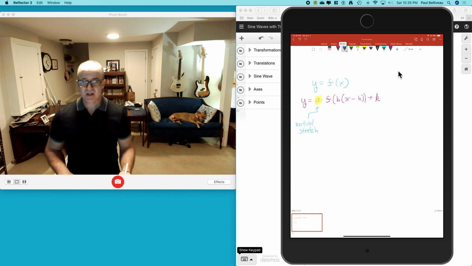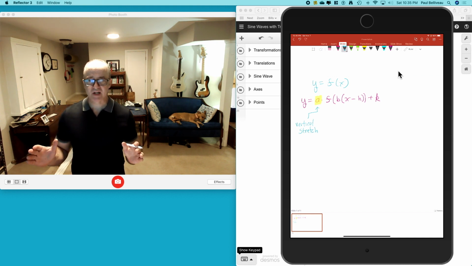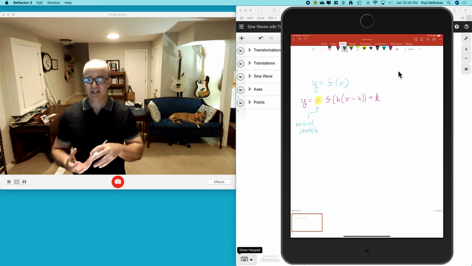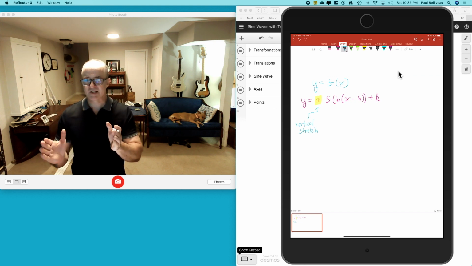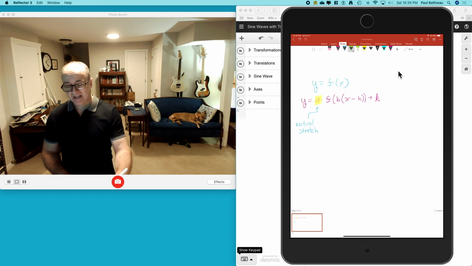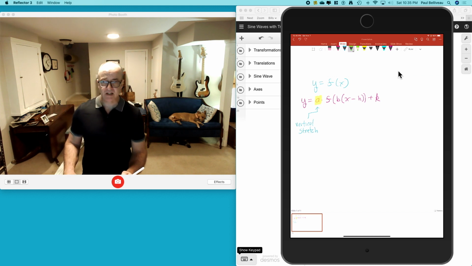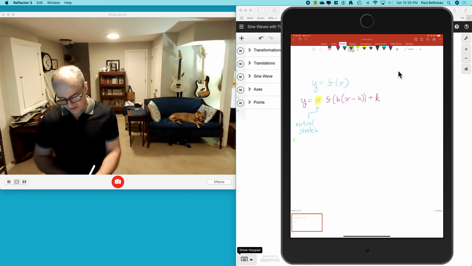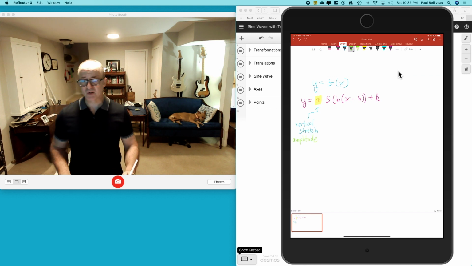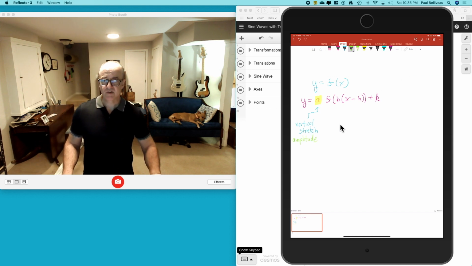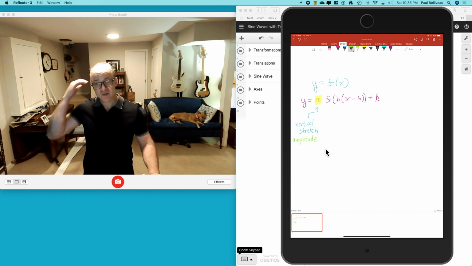Now, in any function, it's a vertical stretch. Put this in a parabola, put it in an absolute value function, it makes it taller and less wide, okay? It gets a special name only for sine and cosine functions, where it is an amplitude. It's a vertical stretch on any function you can imagine. It's an amplitude on sine and cosine. I won't take off points if you call it a vertical stretch, but you should know the word amplitude as well.